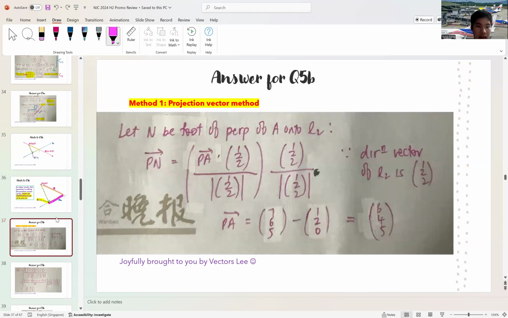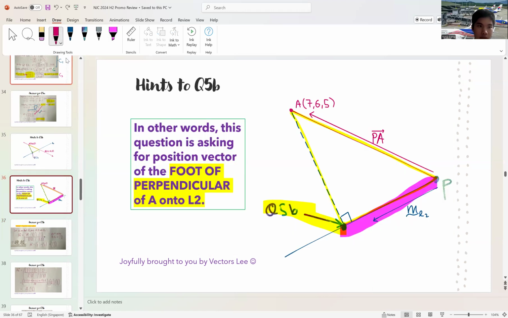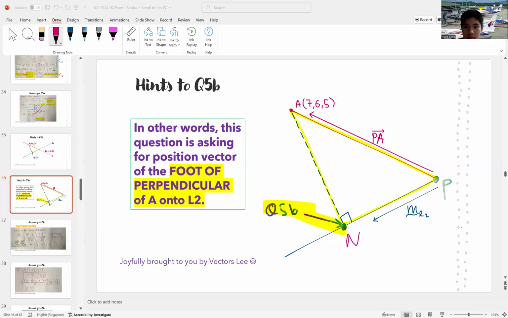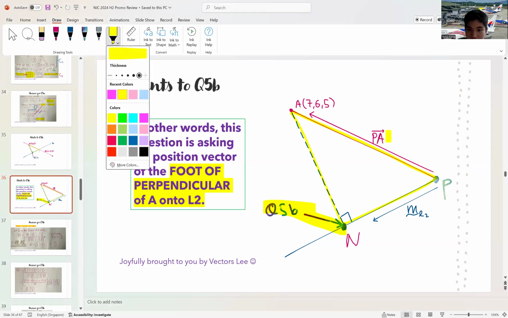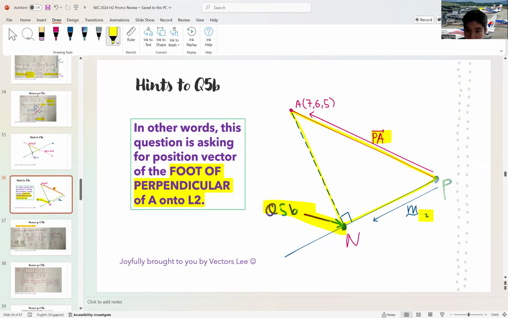Why did I say n? Because n is the foot of perpendicular. So n is the foot of perpendicular of A onto L2. So this is going to be point n. Then once you have identified this point, I'll change the yellow color. This is vector PA. Project this onto the direction vector of L2. So it's going to be PA dot M hat times M hat.